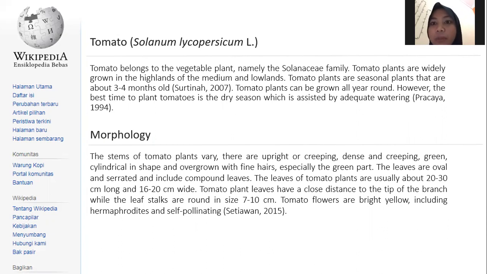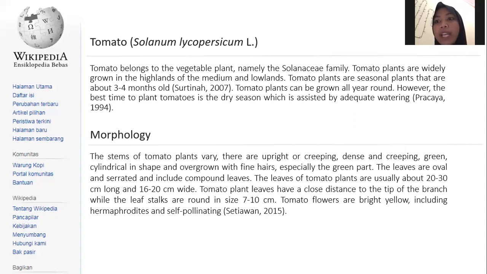The stem of tomato plants varies. They are upright or creeping, dense, green, cylindrical in shape, and overgrown with fine hairs, especially the green part. The leaves are oval and serrate and include compound leaves.